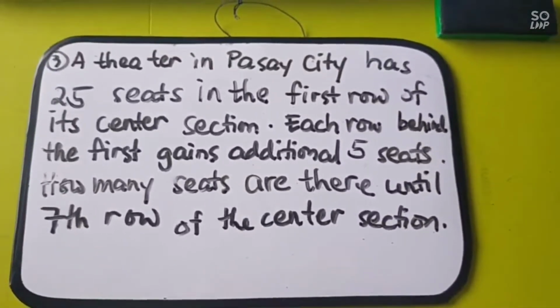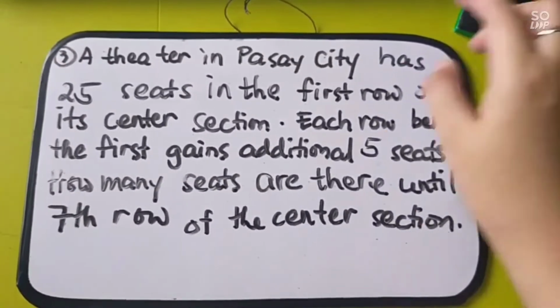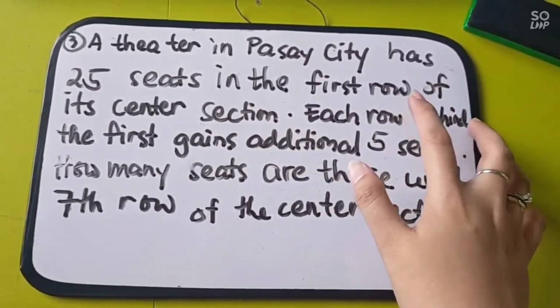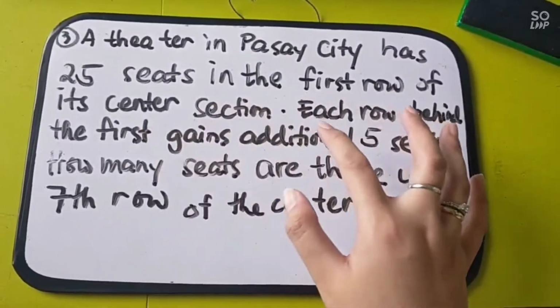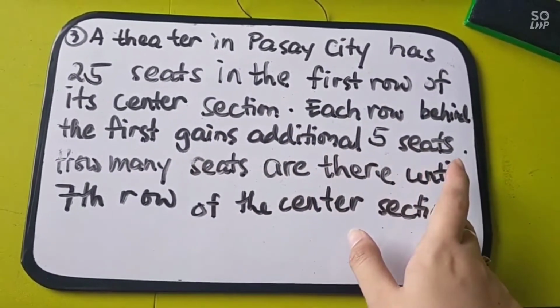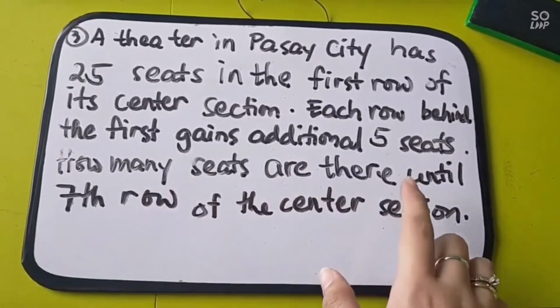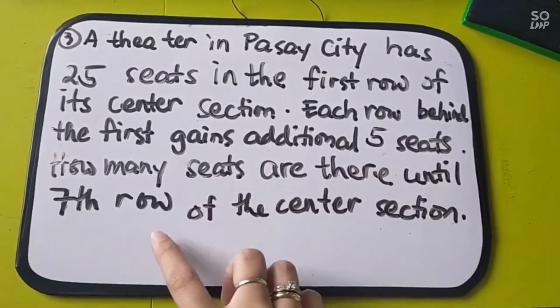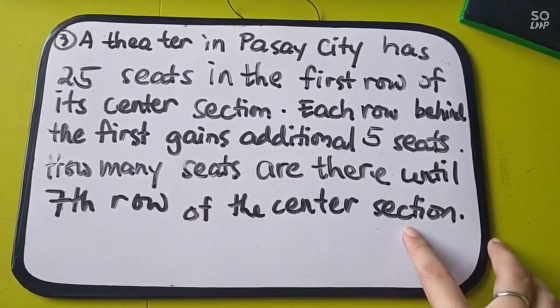Let's have example number 3. We have a theater in Pasay City that has 25 seats in the first row of each center section. Each row behind the first gains an additional 5 seats. How many seats are there until the 7th row of the center section?